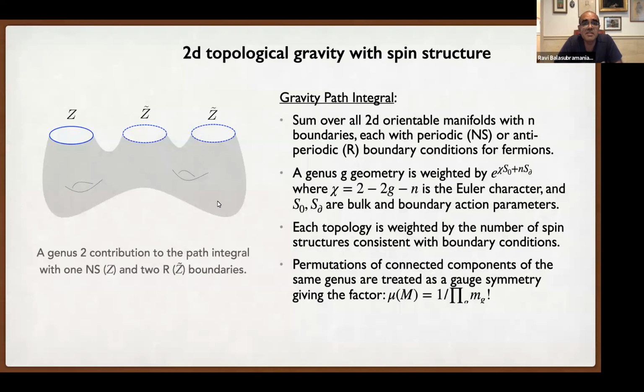And then we're going to weight the path integral, following Marolf and Maxfield, by the Euler character of this topology. And furthermore, we're going to weight it because we're taking a sum over all possibilities consistent with the boundary conditions. We need to weight it by the number of spin structures that are consistent with the boundary conditions. Okay, so that's the setting. Sum over all topologies and over spin structures, and we specify as boundary conditions how many boundaries, and which ones, have odd and even boundary conditions.